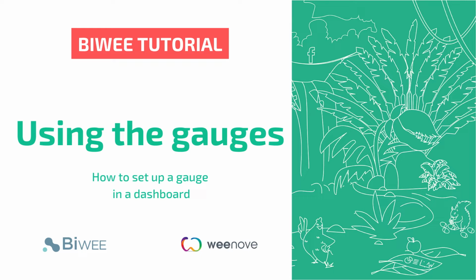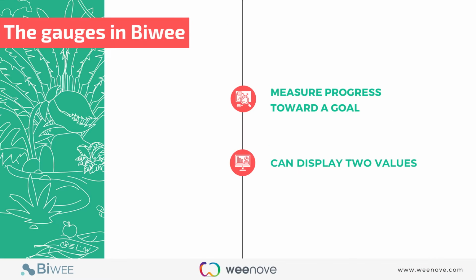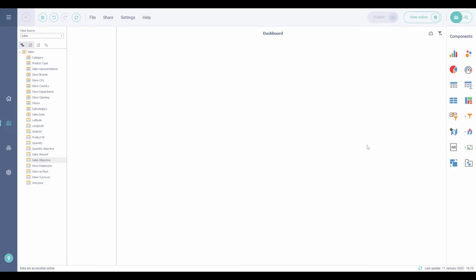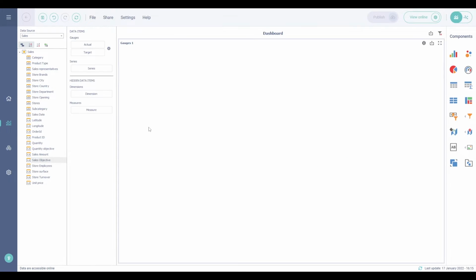In this video, you will see how to set up a gauge. A gauge measures progress toward a goal. It can display two values, one with a needle and the other with a marker on the scale. To add a gauge, click on the gauge icon in the component area.